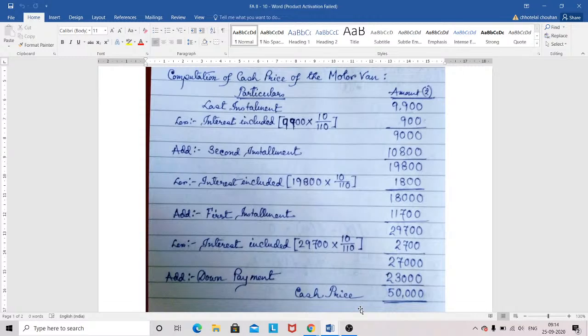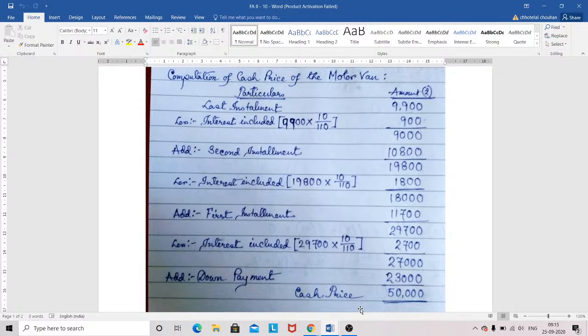তিনটে installment ছিল 11,700, 10,800 and 9,900. So the last installment is 9,900, and they have mentioned the interest is included at the rate of 10%. So what is my process? I guess you have already learned that the process is: deduct interest, add installment, deduct interest, add installment. That is the procedure. So first one, less interest included. Interest included is how much? 9,900 into 10 by 110.